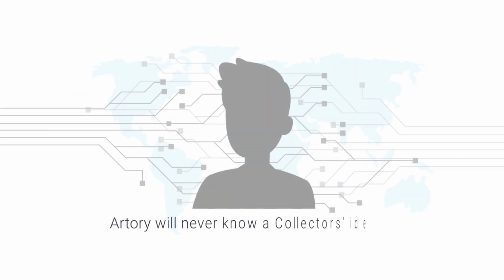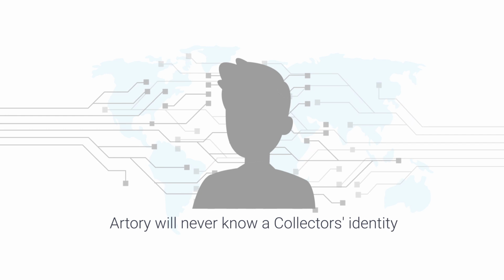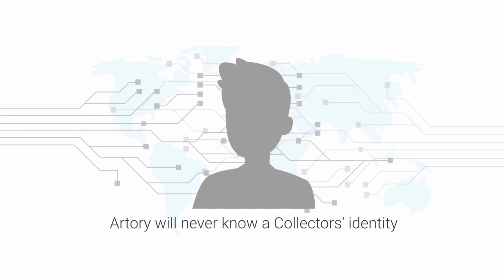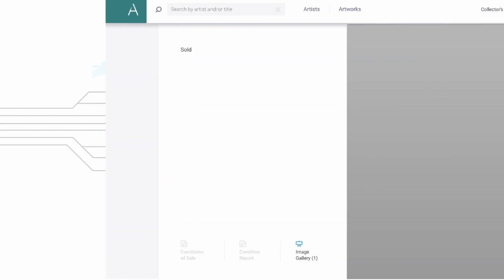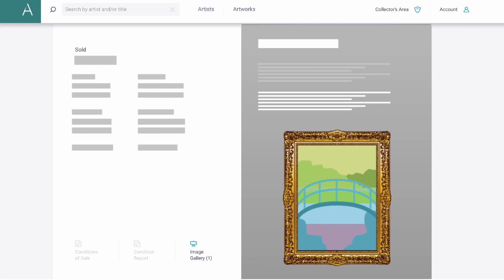Artory does not ask for or record personal identifying information about collectors, ensuring that the system is completely anonymous. Now that the work is registered on the blockchain, its vetted information is secured in perpetuity, creating a digital provenance that could increase the work's resale value.